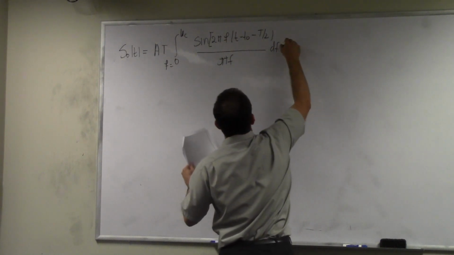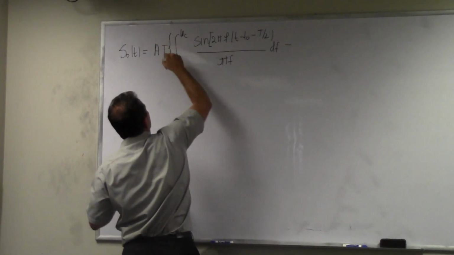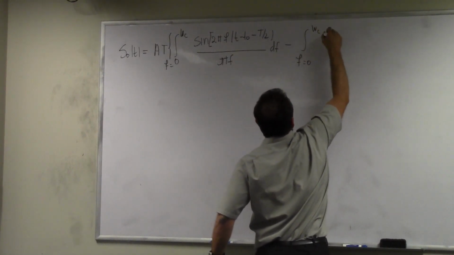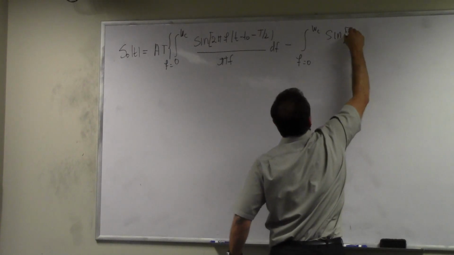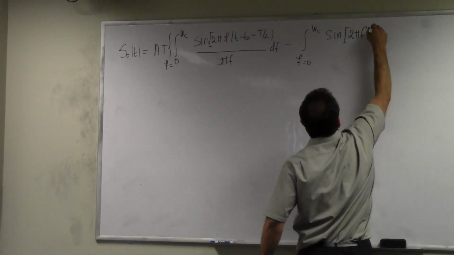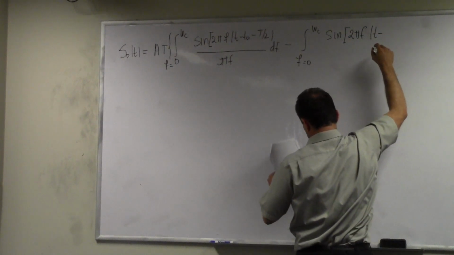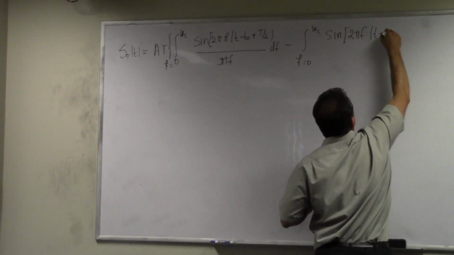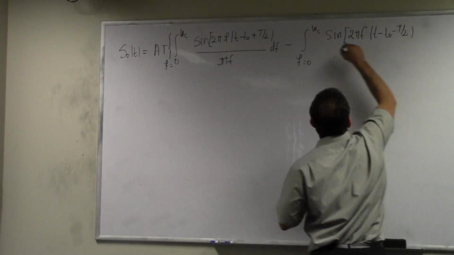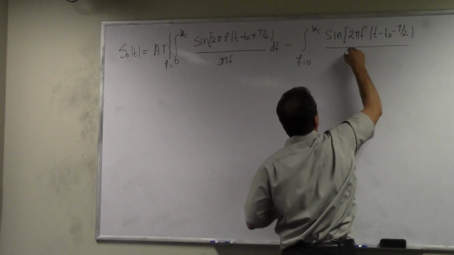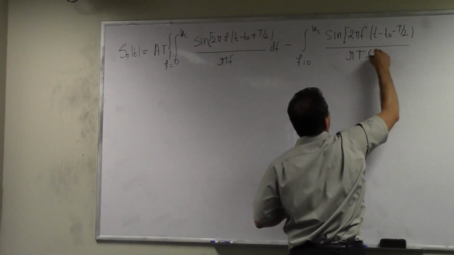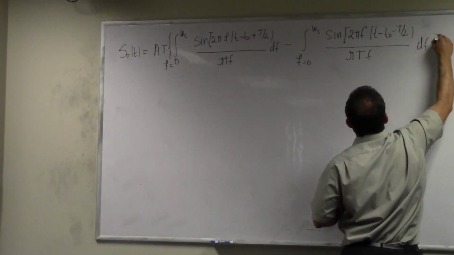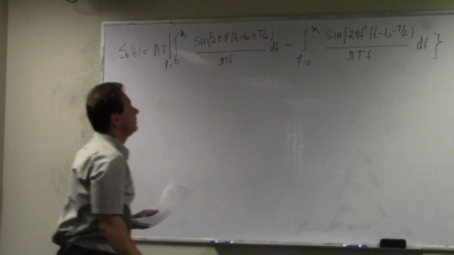and then minus the integral when f goes from 0 to Wc, sine of 2 pi f (t minus t0), actually it is plus here, t0 minus T over 2, divided by pi T f df. Okay? So I have these two integrals.